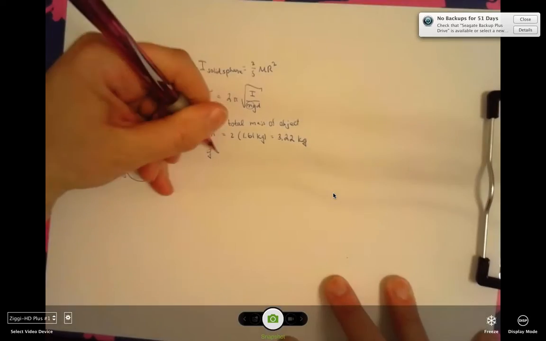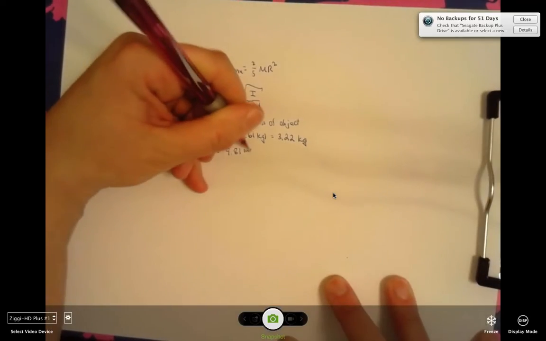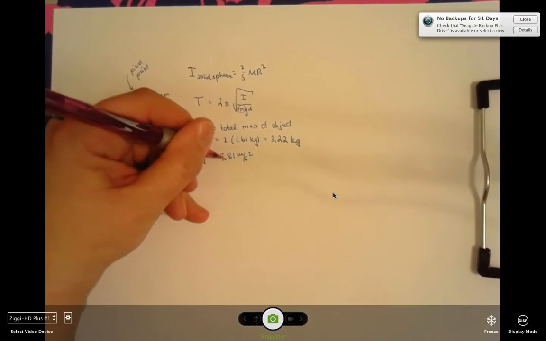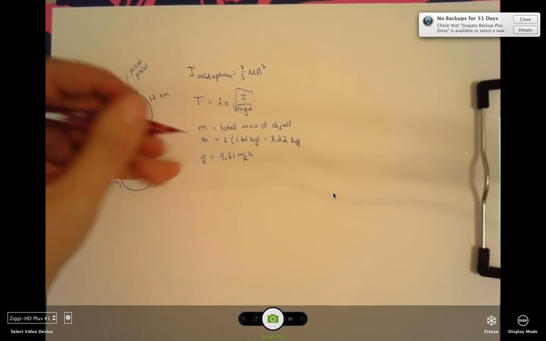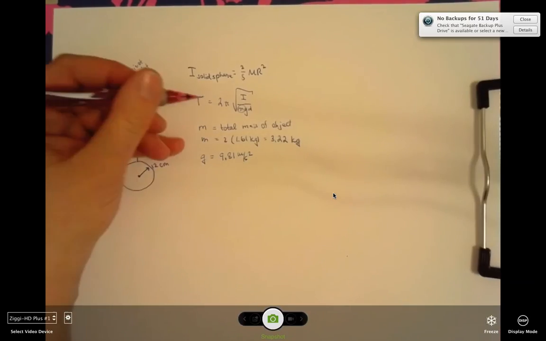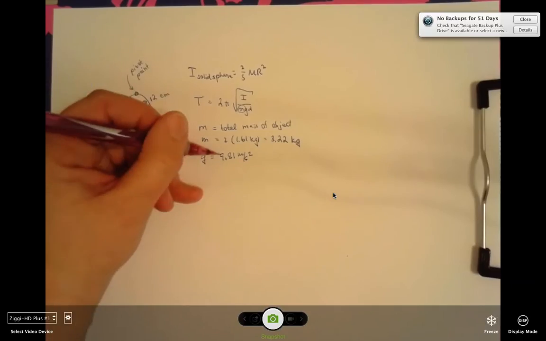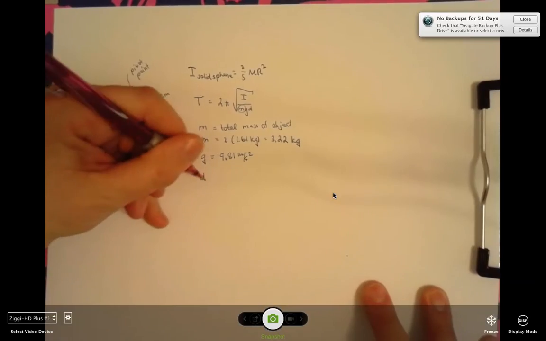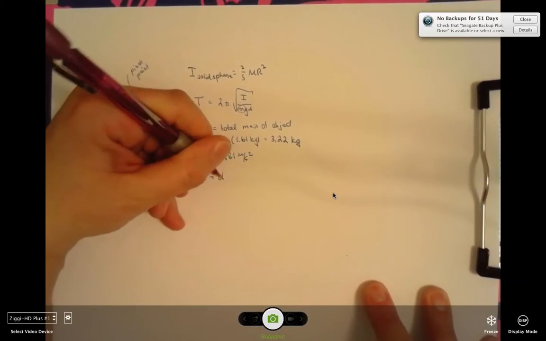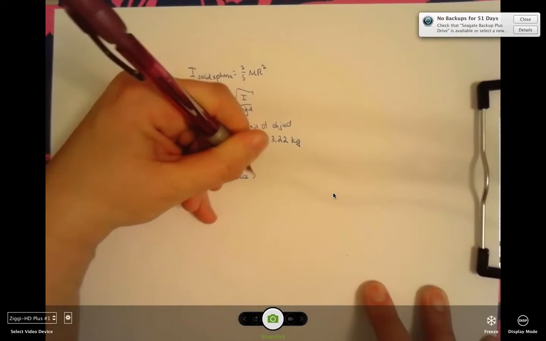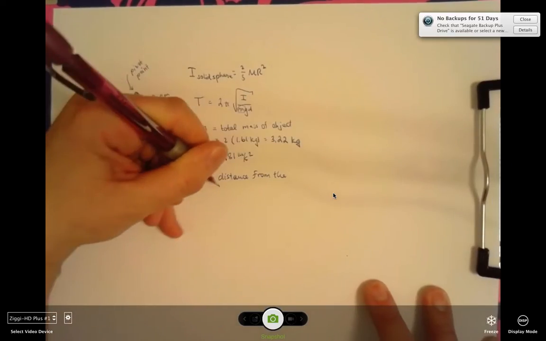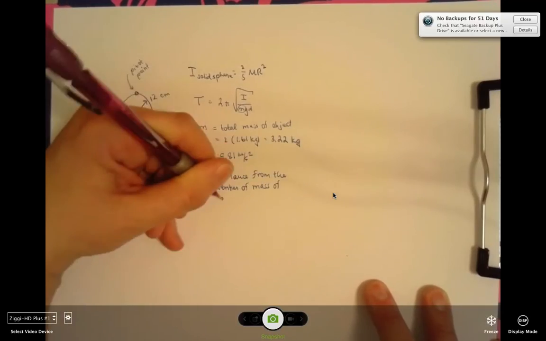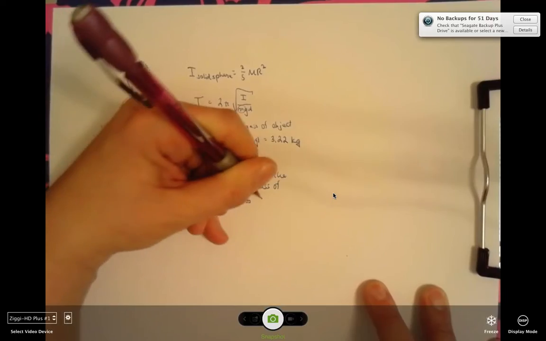G, we're on the Earth, so this is going to be 9.81 meters per second squared. A few people got to this and thought, wait, should this be positive or negative? Remember, it's only negative when we're doing kinematics. This is derived from forces, and in forces we've already taken into account that this was in the negative direction, so you don't need to put a negative sign on here. And the distance D is the distance from the center of mass of the total object to the pivot point.